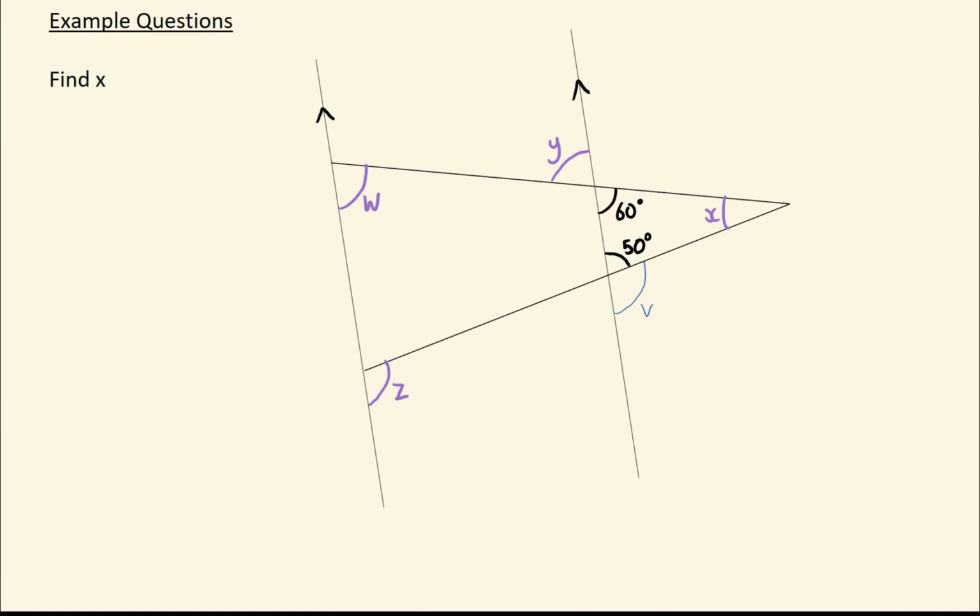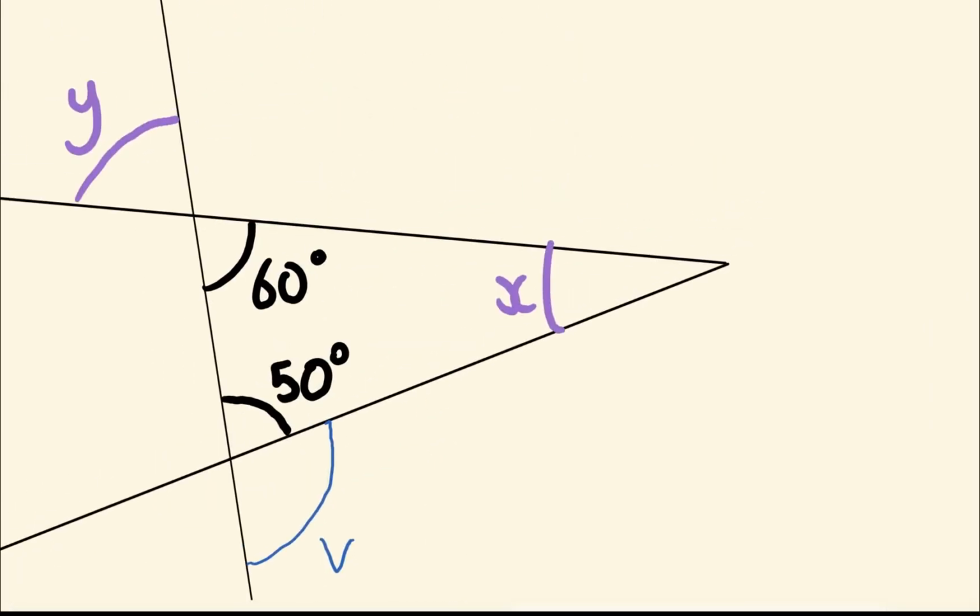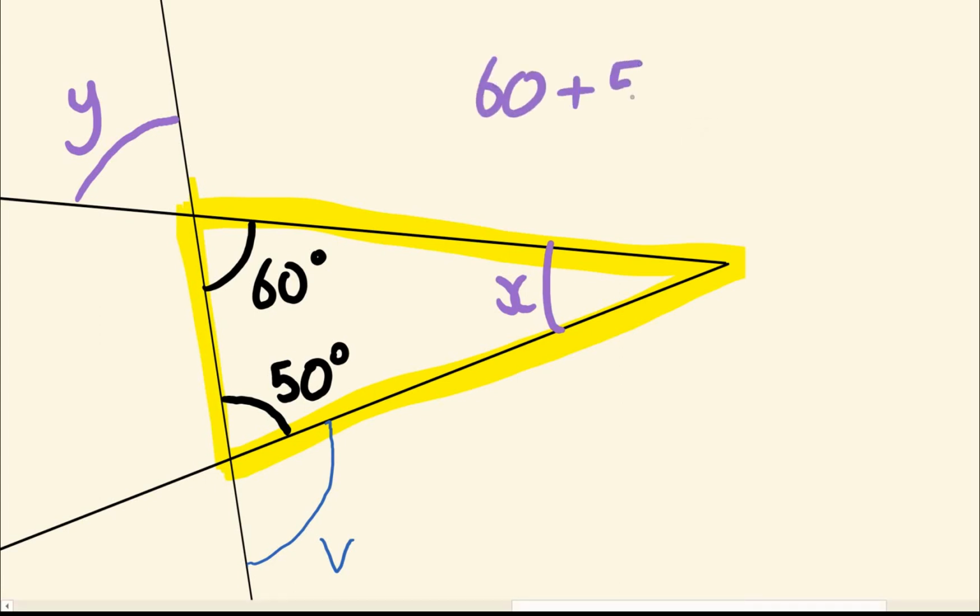Just two more examples, sorry. This one, I'm going to start off by finding x. So occasionally these questions, these points will form a nice triangle. And we've seen before how you can work out angles in a triangle. We know they must add up to 180. So we add together the angles we've got so far, which is 110, and we then do 180 take away that number, which means x must be 70 degrees.